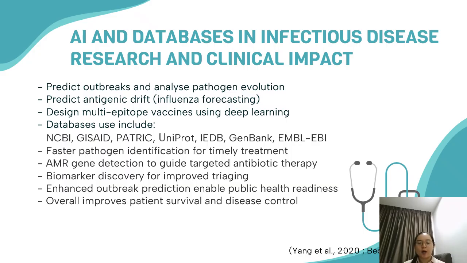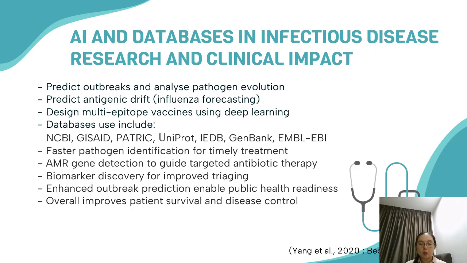Bioinformatic databases are fundamental in infectious disease research because they help to store and organize all the genomic and proteomic information to be used worldwide. NCBI GenBank provides open access to viral, bacterial, and parasite genomes to support pathogen identification and evolution studies. GISAID is the open access database for influenza and COVID-19 genomic data. PATRIC is a bacterial genome database that stores thousands of bacterial genome information.